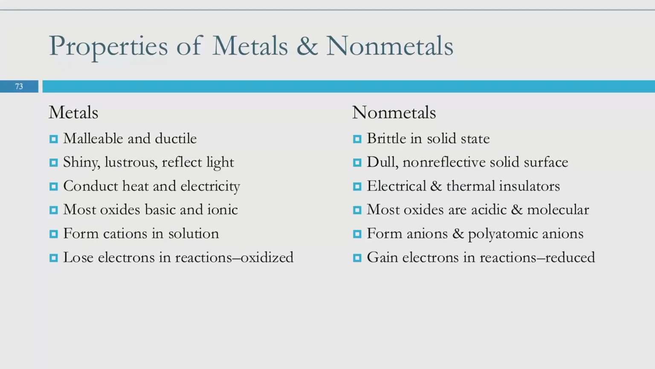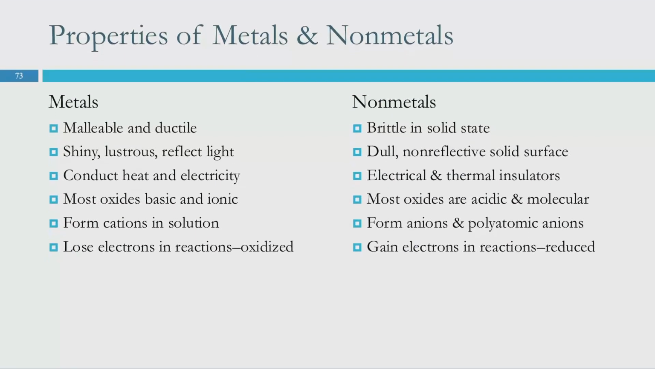So some properties, comparisons, metals and nonmetals. Metals are malleable, meaning you can work them. They're a little bit bendy. They're also ductile, you can draw them into wires. Shiny, they're lustrous, they reflect light. They conduct heat and electricity, that's why we use them for wiring. Most oxides are basic and they're ionic. They form cations in solution. And they tend to lose electrons in reactions. They get oxidized. Losing electrons is oxidized.